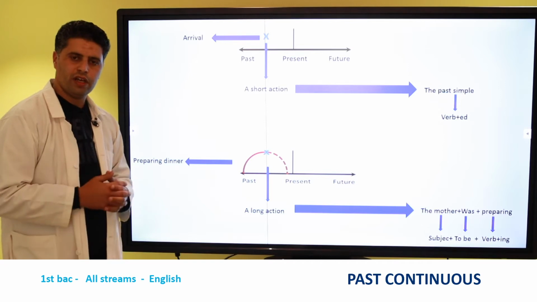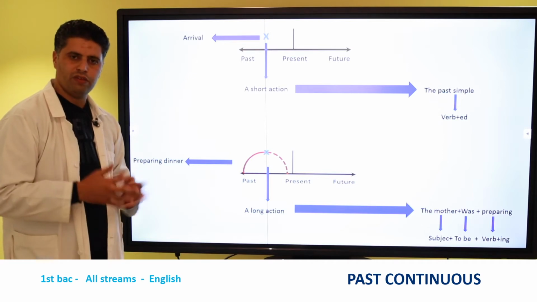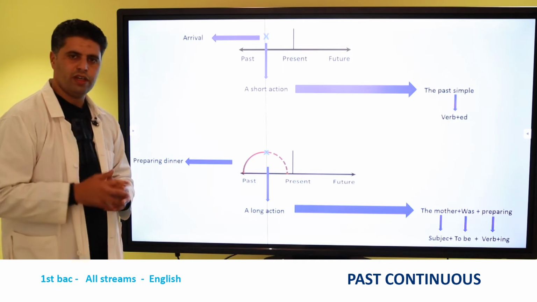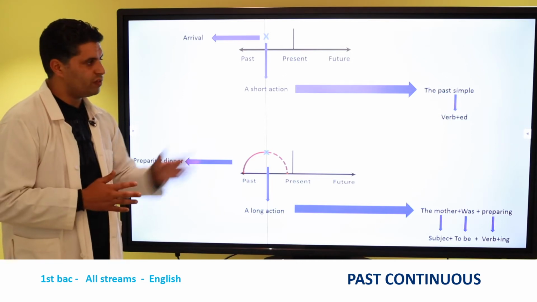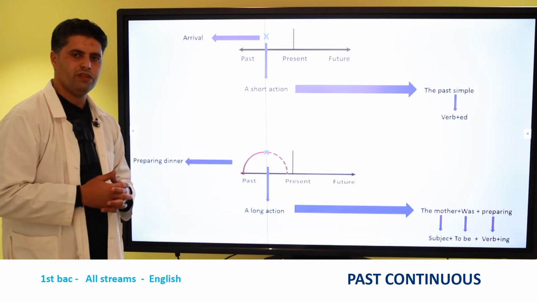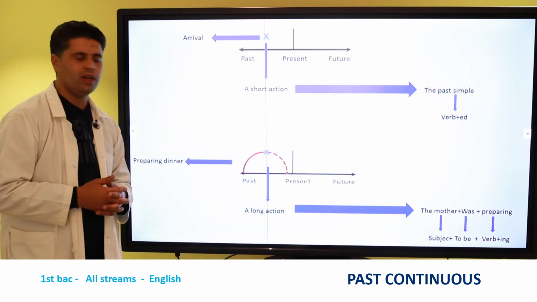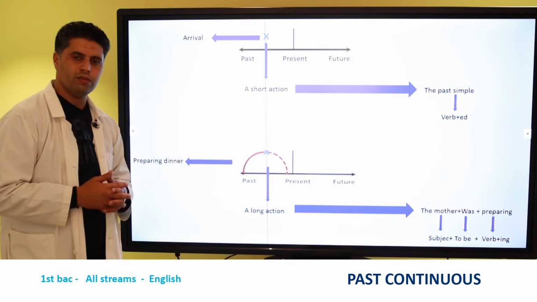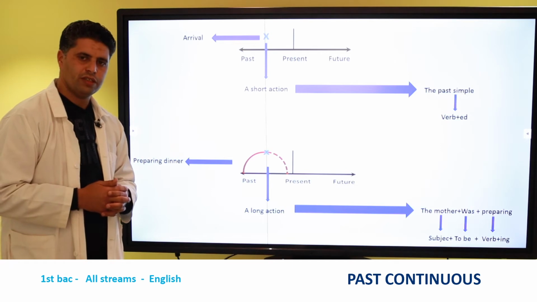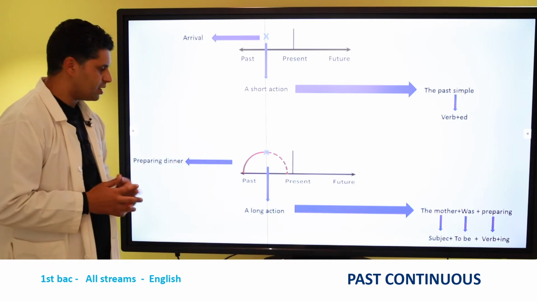When I arrived, here we have the verb to arrive, and the verb to arrive is followed by the form ed, which is the form of the past simple. So you may ask why we have used the past simple? Because we have a short action in the past. Great. Let's see the second action.